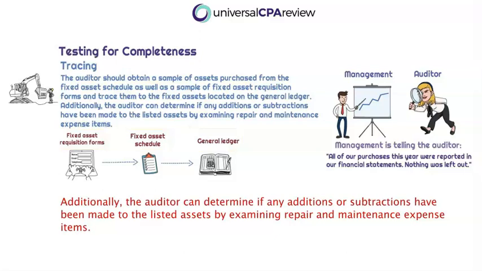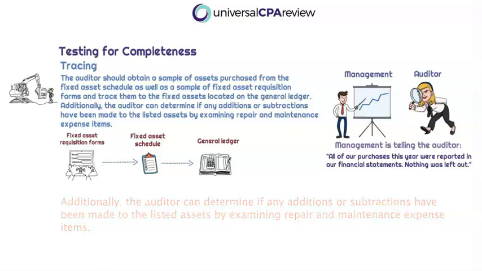the period. Okay, so additionally, the auditor can determine if any additions or subtractions have been made to the listed assets by examining repairs and maintenance expense items. Right, if an addition or subtraction was made to this fixed asset, it's going to impact the overall reporting related to this asset. Right? We would not be completely reporting everything related to this fixed asset if we left out a major addition to the asset that should have been capitalized. Okay, so therefore any sort of major additions should have been capitalized and therefore should be recorded as an expenditure.